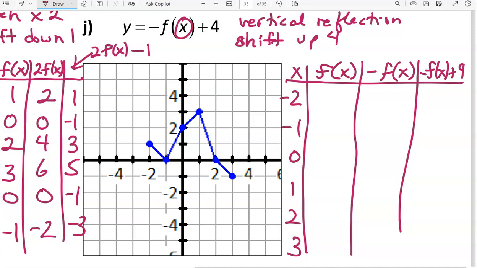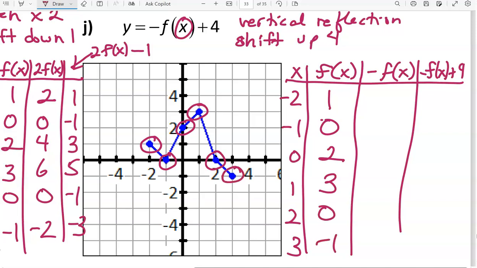And the function values can be read from the graph. F of negative 2 is 1. F of negative 1 is 0. F of 0 is 2. F of 1 is 3. F of 2 is 0. F of 3 is negative 1.